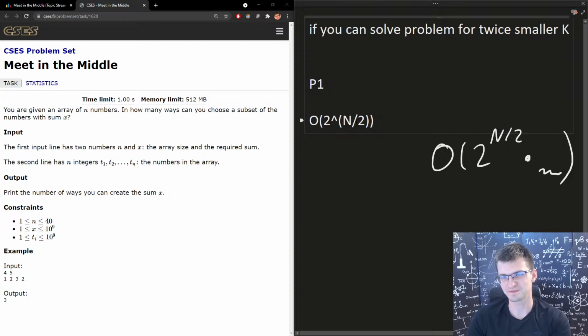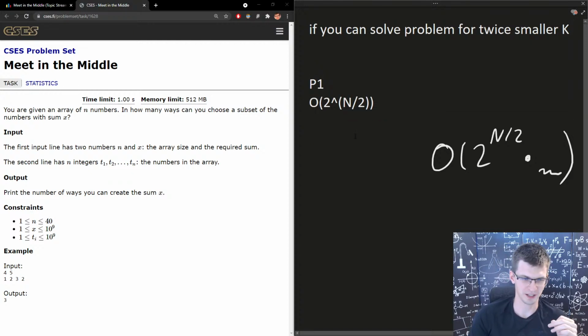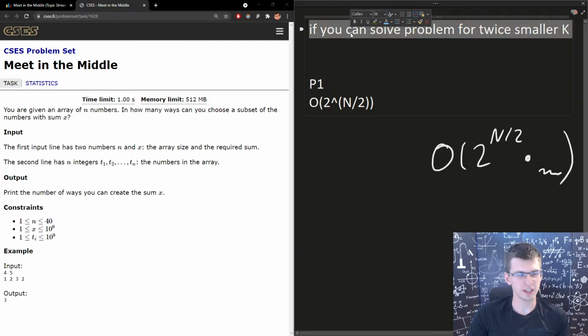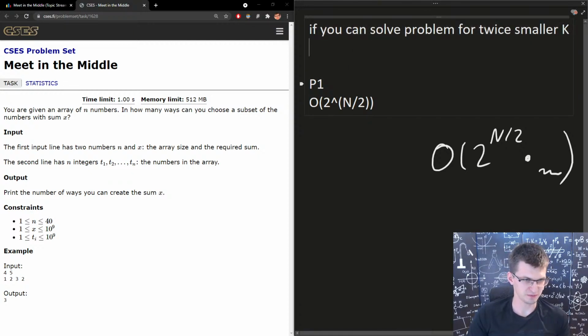Anyway, we want to get the target sum x. How do we achieve this? And we will keep getting back to this sentence, so do remember it.